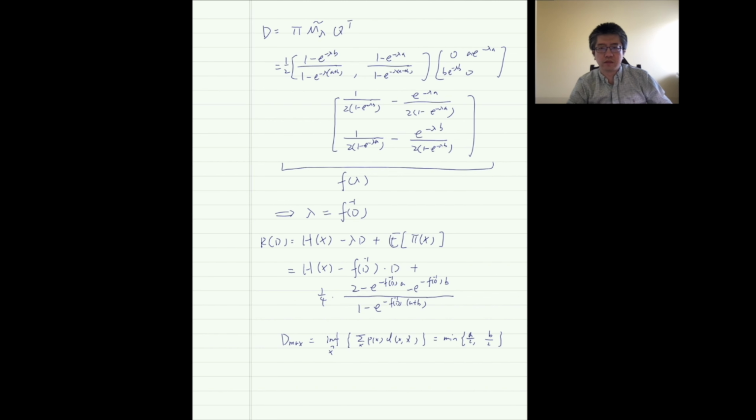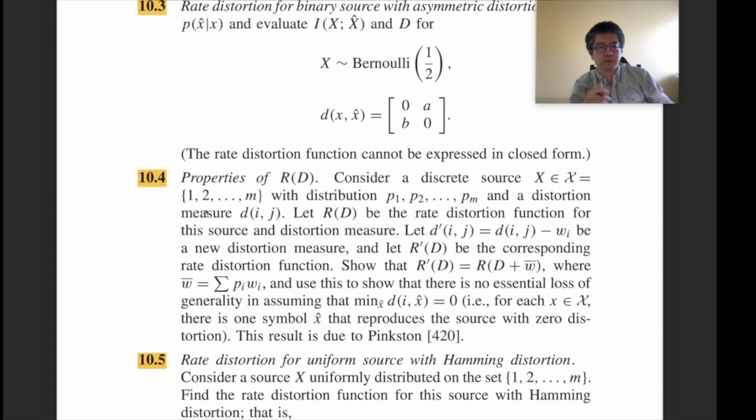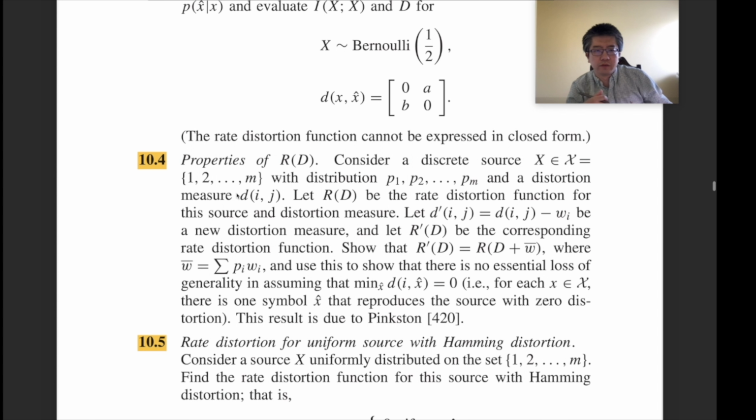Next, let's take a look at problem 10.4. For problem 10.4, we consider a discrete source x with the distribution p1 to pn, and this is the distortion measure. Now we let R(d) be the rate distortion function for the source and distortion measure, but we assume a new distortion metric, which is d minus w_i. So that's a new distortion measure.